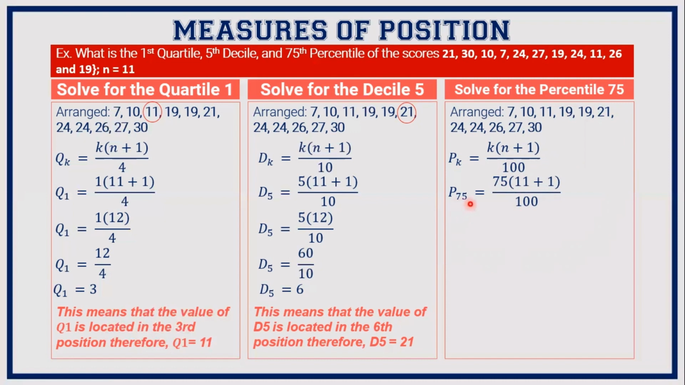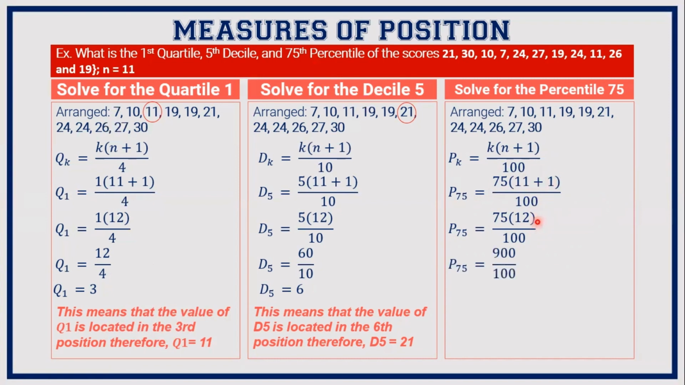So P sub 75 equals 75. That's the quantity of n plus 1. Again, our n is 11. So we have 11 plus 1 all over 100. Next, P75 equals 75 times 12. So we just illustrate here, simplifying the numbers inside the parentheses. So that's all over 100.